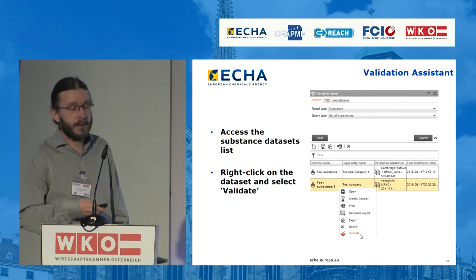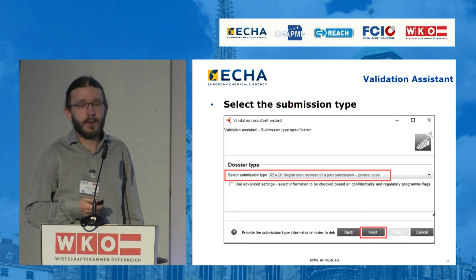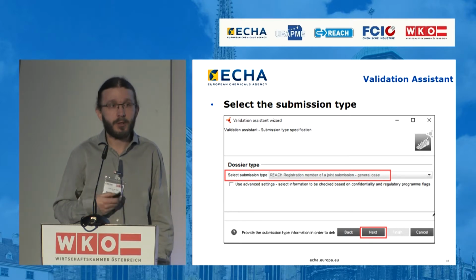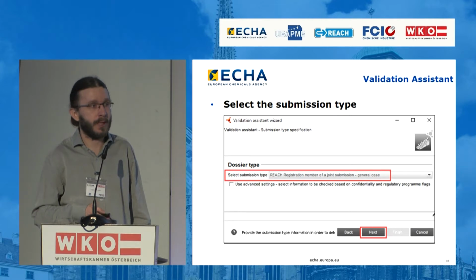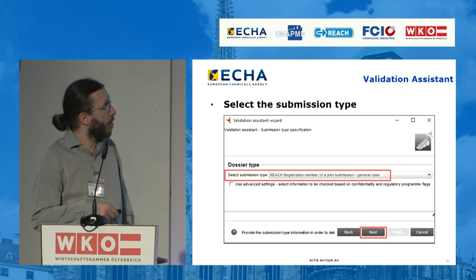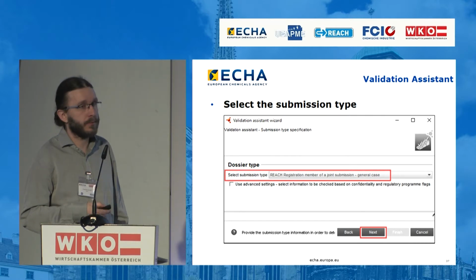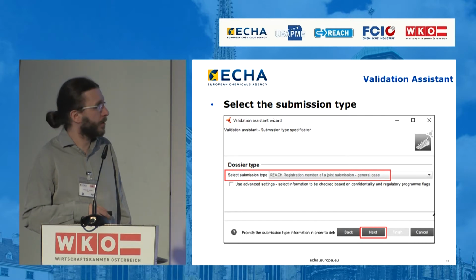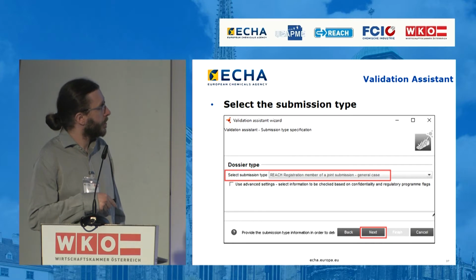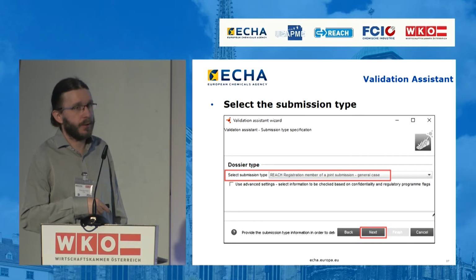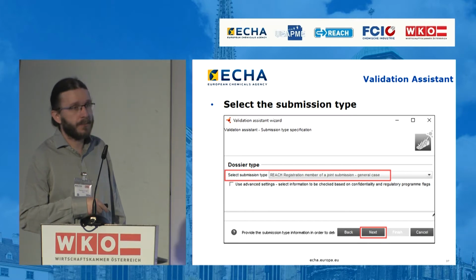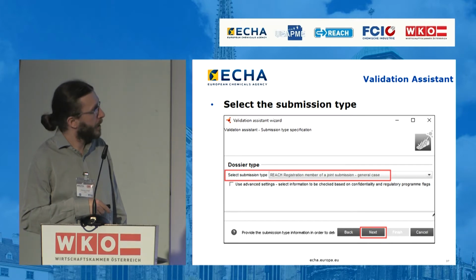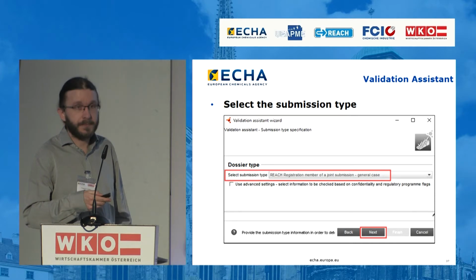Select Validate, and the system will ask you in which context you want to validate the data. So do you want to validate your data as a member of a joint submission or as a registrant between 10 and 100 tons per year? So this is the first indication that you are required to indicate. The submission type, in this example, is a member of a joint submission.